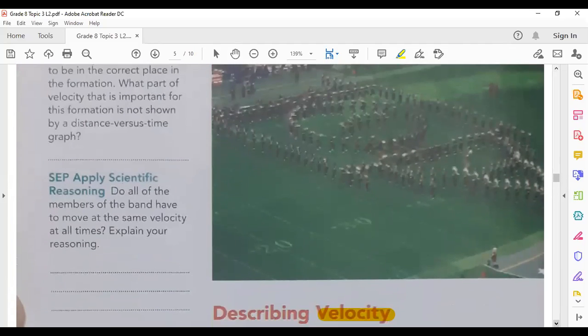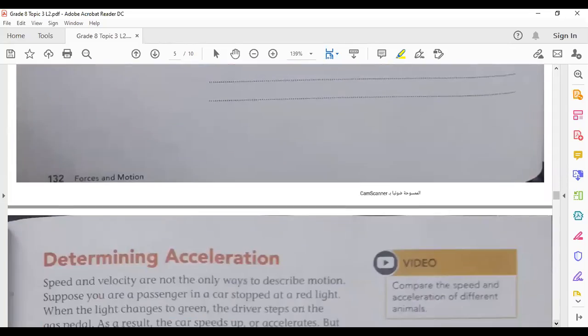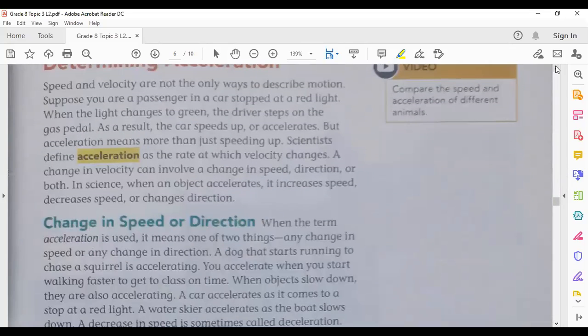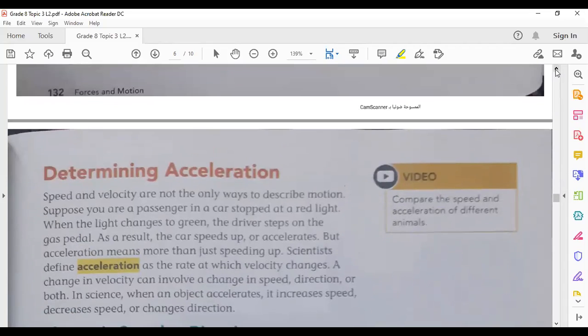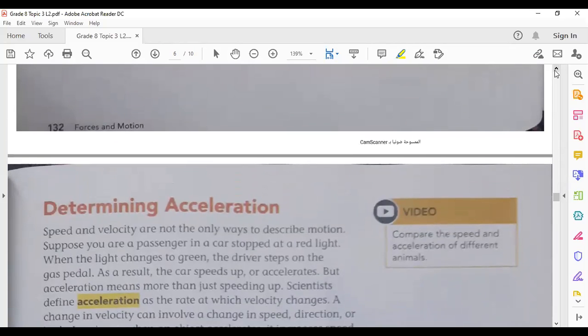Inshallah, next Sunday, we are going to talk about acceleration. Who knows what acceleration is called in Arabic? Acceleration, exactly, yes. Okay.